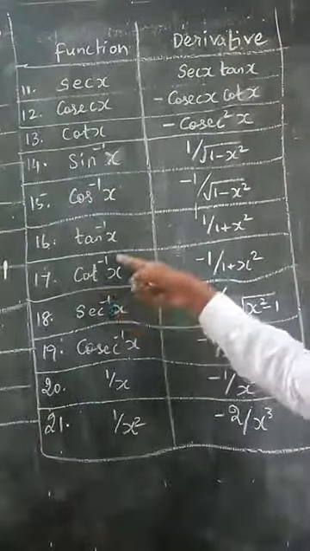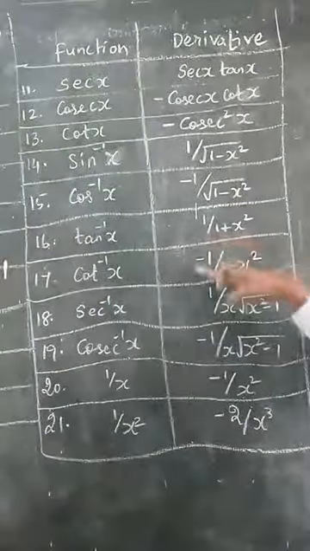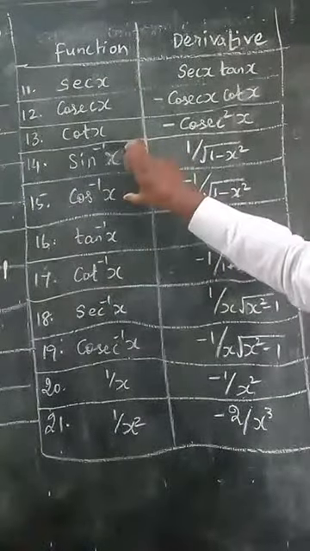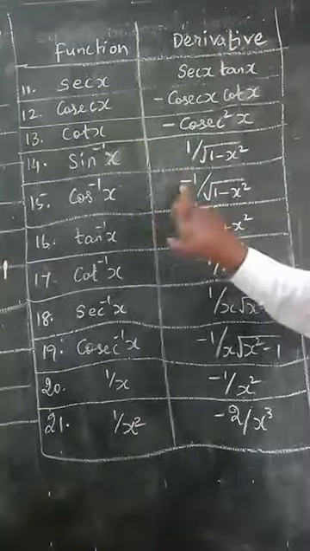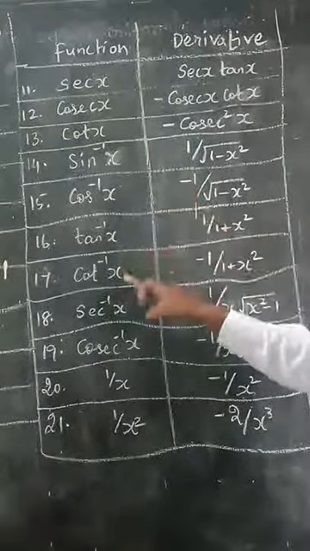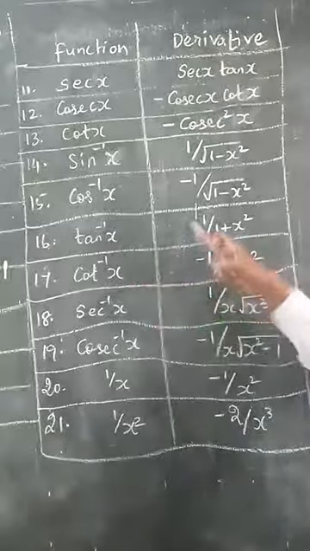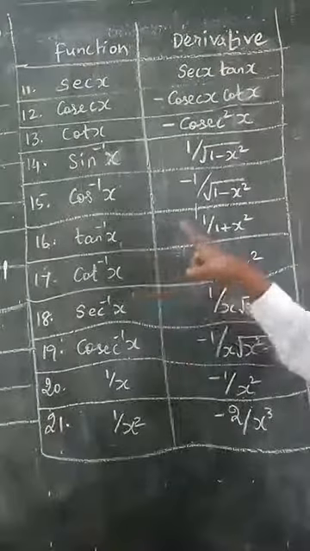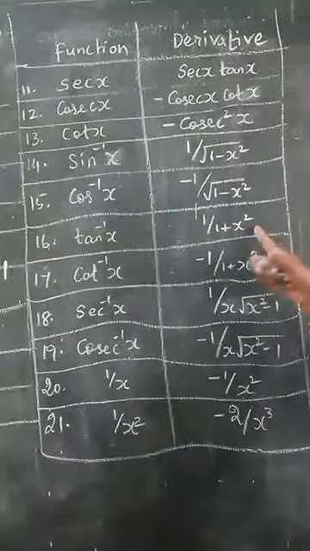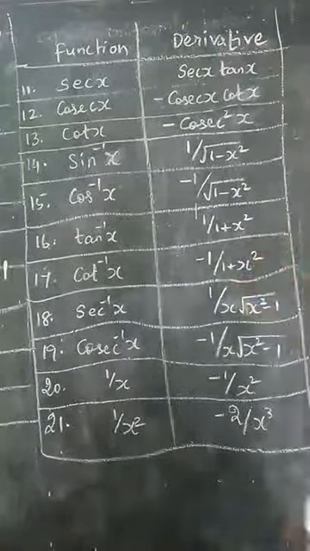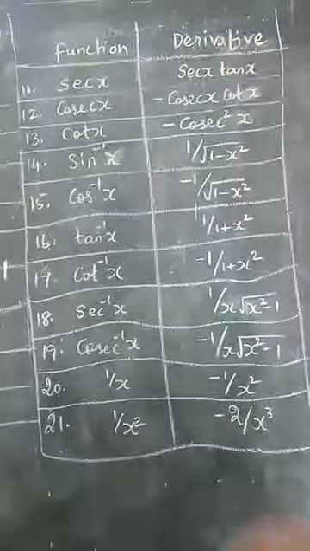Cot inverse x. Again, the difference is only the minus sign. If you compare sin inverse and cos inverse, the difference is only the minus sign. Tan inverse and cot inverse also differ only by this minus sign. Tan inverse means plus 1 by 1 plus x square. Cot inverse is minus 1 by 1 plus x square.